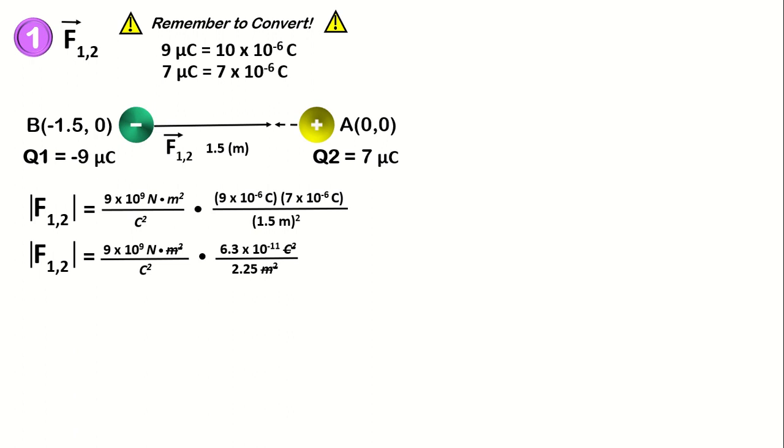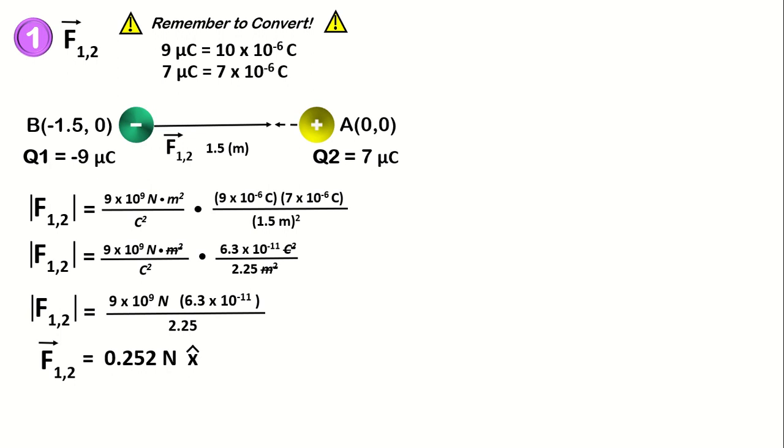Then, as we can see, 9 times 10 to the negative 6 coulombs times 7 times 10 to the minus 6 coulombs is equal to 6.3 times 10 to the minus 11 coulombs squared. And 1.5 meters squared is 2.25 meters squared. So the meters squared and the coulombs squared cancel out, as they're both in the numerator and denominator of this problem. With that said, we're just left with 9 times 10 to the 9 newtons times 6.3 times 10 to the minus 11, all divided by 2.25, which is equal to the magnitude of the electrostatic force on charge 1 due to the presence of charge 2.